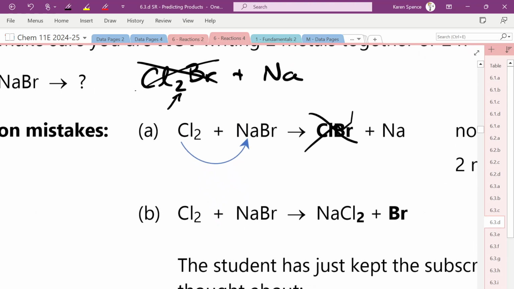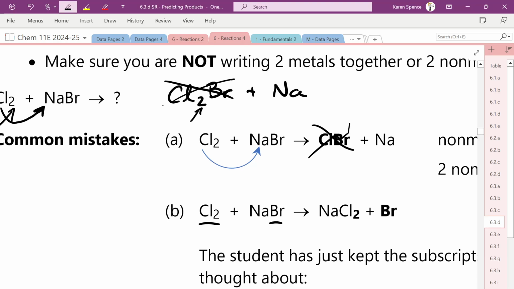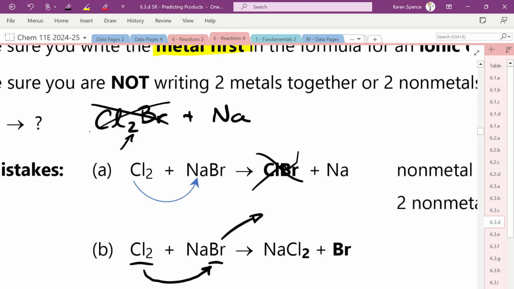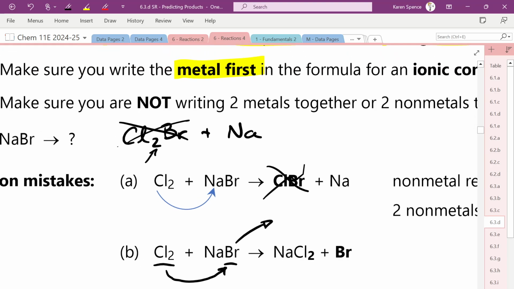Now, what if I take Cl2 and now I kick out the Br and I get NaCl2 plus Br. Are we good now? Is NaCl2 plus Br good? What's wrong with it? Br is diatomic. Yes. Anything else? Have you ever heard of NaCl2? No, because Na is +1 and Cl is -1. So the correct formula is NaCl.